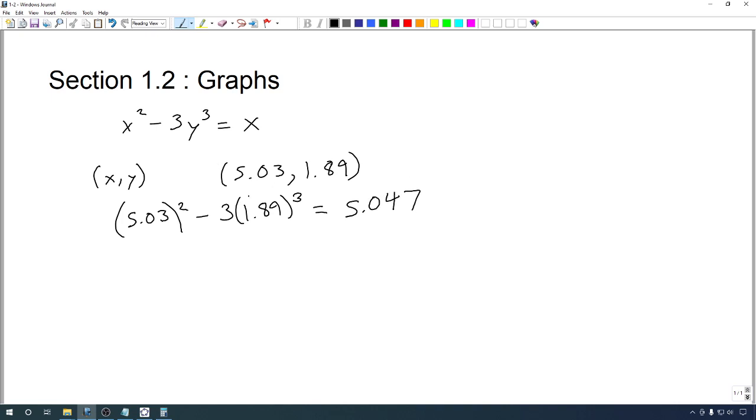Now, that's not exactly the 5.03 that we have here, but that's just because the values that we've written down here are not actually exact. GeoGebra is only rounding to 2 decimal places. And so the fact that we even got close, this is only a little bit off from 5.03, means that we can be pretty sure that this is representing an actual point that satisfies this equation.